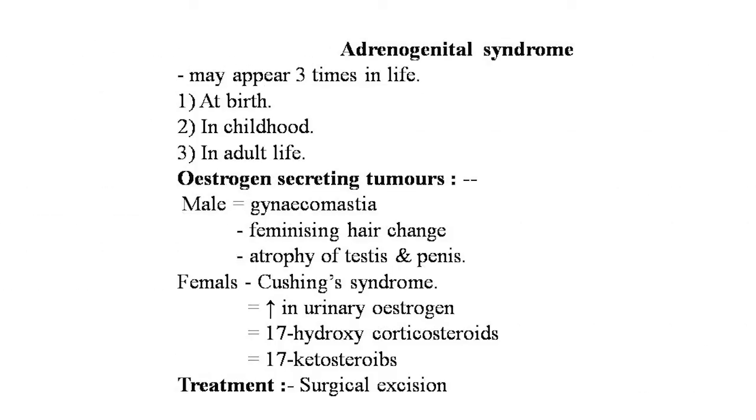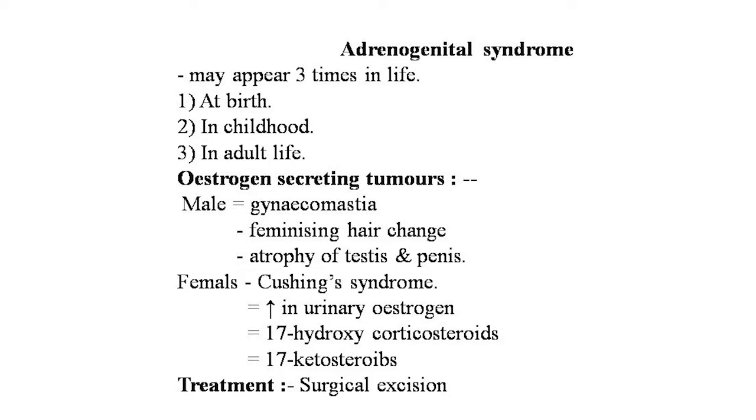Now the next entity of this lecture is the adrenogenital syndrome. This adrenogenital syndrome may appear at 3 different times of life: at birth, in childhood, and in the adult. At birth, congenital adrenogenital syndrome, showing its manifestation at birth, is by far the most common variety. Second, in childhood, in this age group, adrenogenital syndrome is often due to adenoma or carcinoma of the adrenal cortex. And third, in adult life, the adrenogenital syndrome is usually due to a tumor. It is seen more commonly in women.